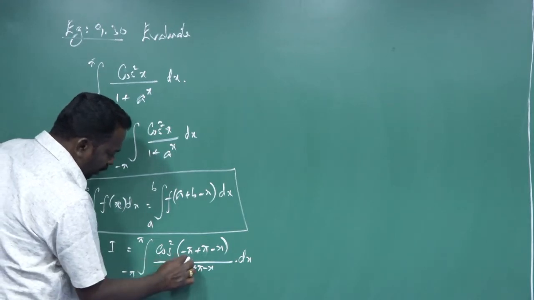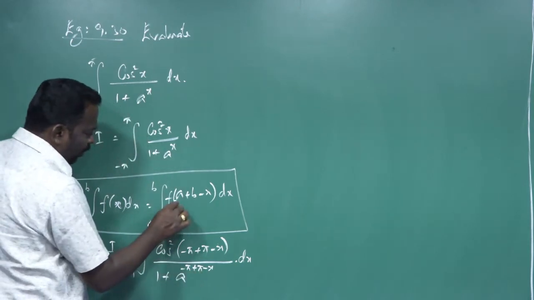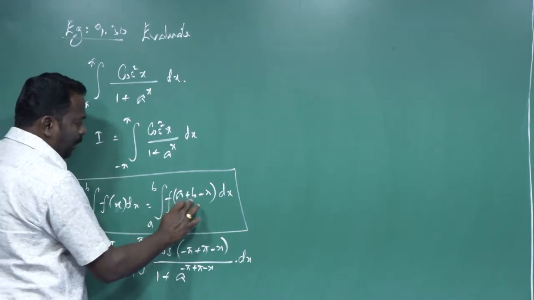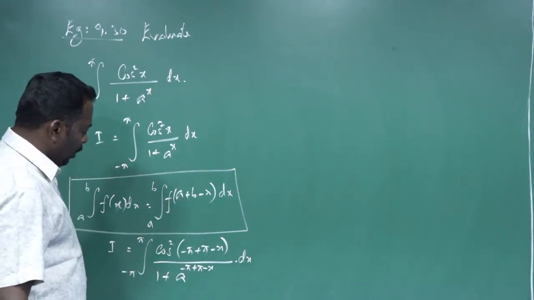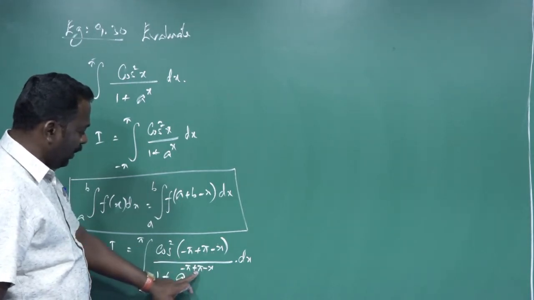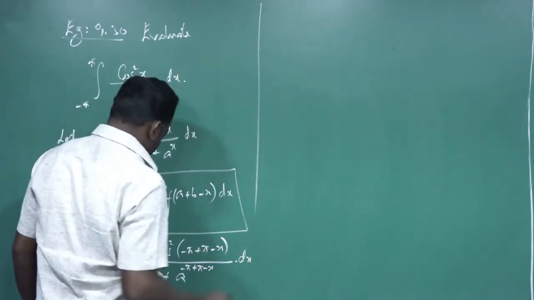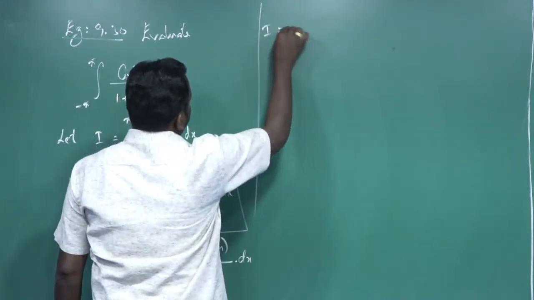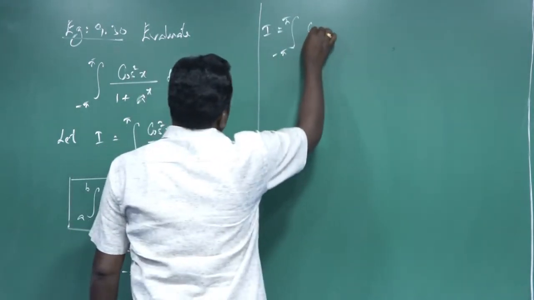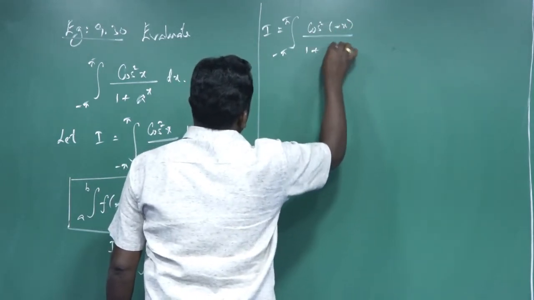For the function, the value is a plus b minus x. Instead of x, we have to replace a plus b minus x in the given function. Now minus pi plus pi cancel, remaining minus x; minus pi plus pi cancel, remaining a power minus x. Therefore, next line: I is equal to the integral from minus pi by 2 to plus pi by 2 of cos square of minus x by 1 plus a power minus x.